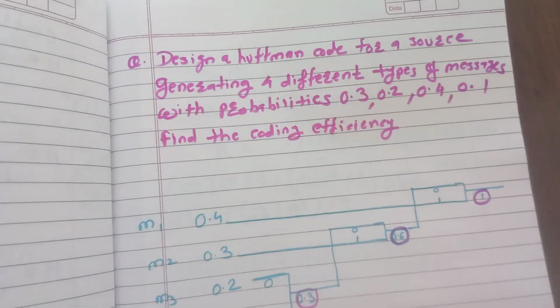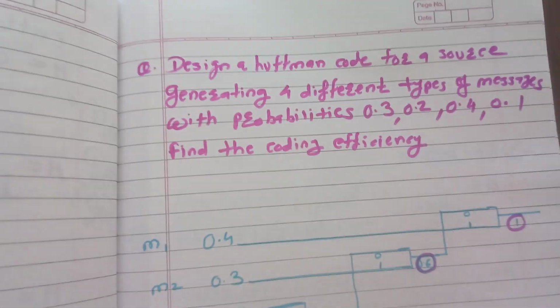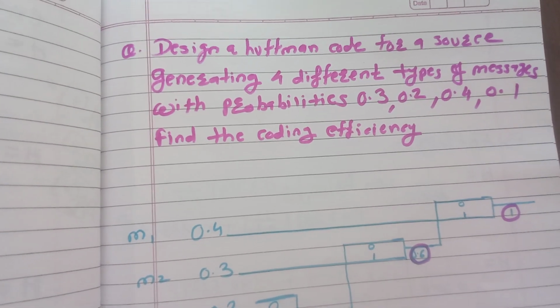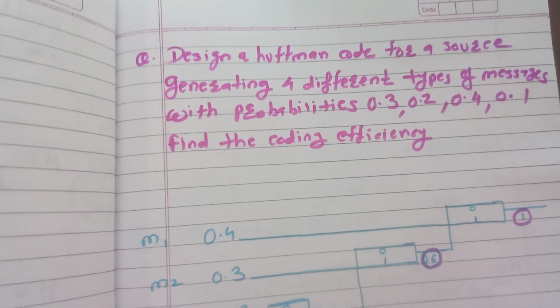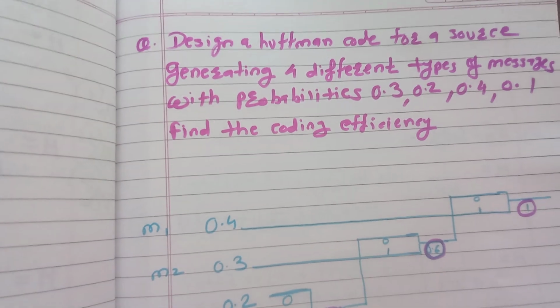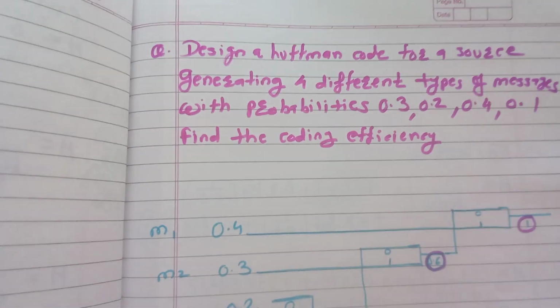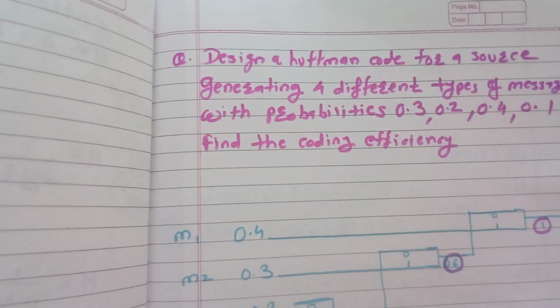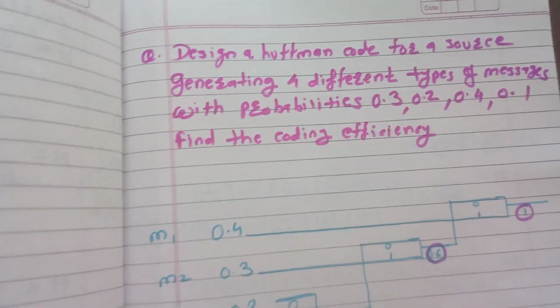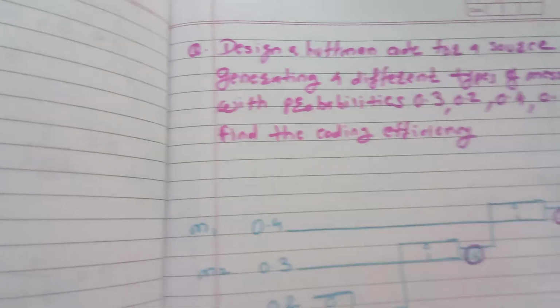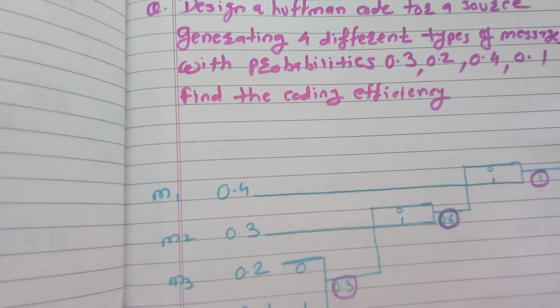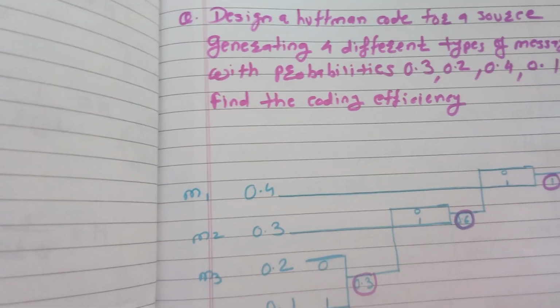So let us solve the second problem on Huffman code. The problem given is: design a Huffman code for a source generating four different types of messages with probabilities 0.3, 0.2, 0.4, 0.1. Find the coding efficiency. So the first step, as you know, is that we have to arrange the probabilities in descending order.